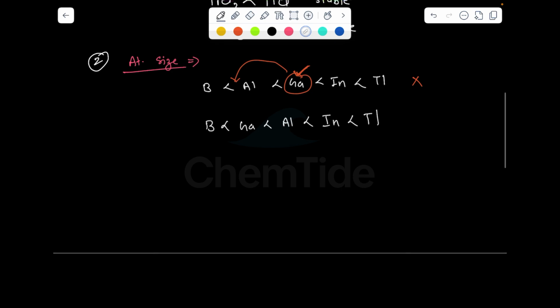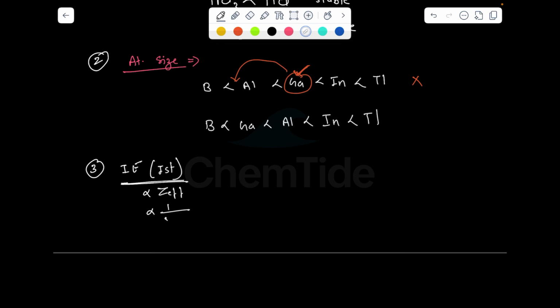Next, the third property is ionization energy. Ionization energy means the amount of energy required to release the electron. So it's directly proportional to the effective nuclear charge and inversely proportional to the size. So technically when you go down, the ionization energy is going to decrease: boron, aluminium, gallium, indium and thallium. But here, just because of the contraction, gallium's size is smaller and thallium is also facing the same contraction. So here some exceptions start coming.